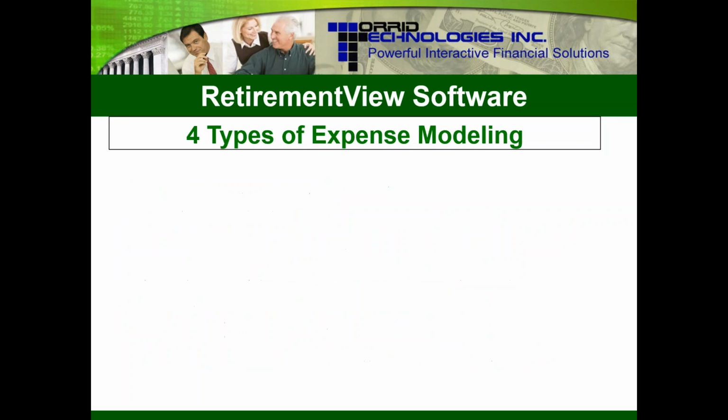All right, so now there's 4 types of expense modeling, and I'm going to go into each one in turn. I'm going to show you an example of each one. So the first type, retirement income goal plus inflation. All right, so let's see.